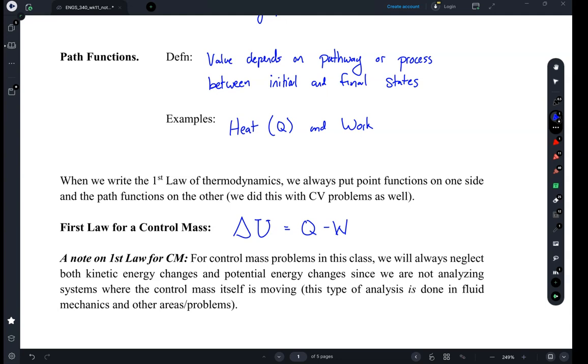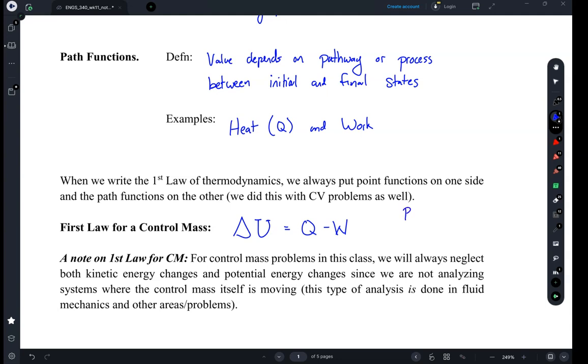It's not always the case in fluids. For some of you that will take that maybe next semester or next year, you will see systems where we're looking at an individual particle of fluid and it is moving from one place to another. But typically in thermo here, we won't.